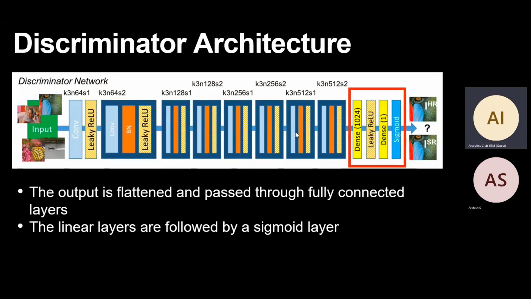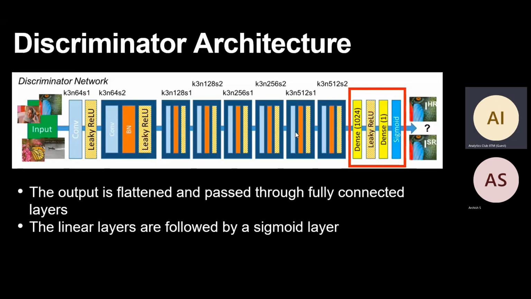Then yesterday we talked about a concept called flattening. What we mean by flattening is that after the convolution, you have an image of a particular size, but it's a 2D array. You flatten that and make it into a 1D vector. This flattened output is passed through some fully connected layers, and at the end of the fully connected layers is a sigmoid.